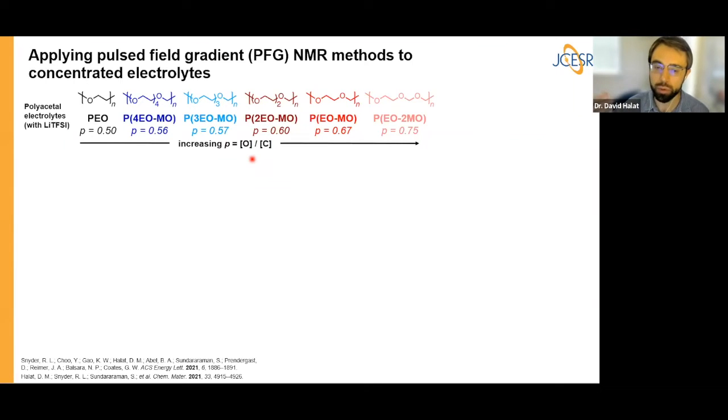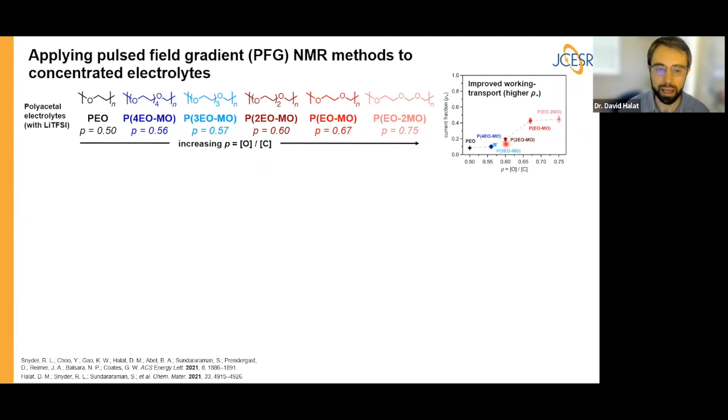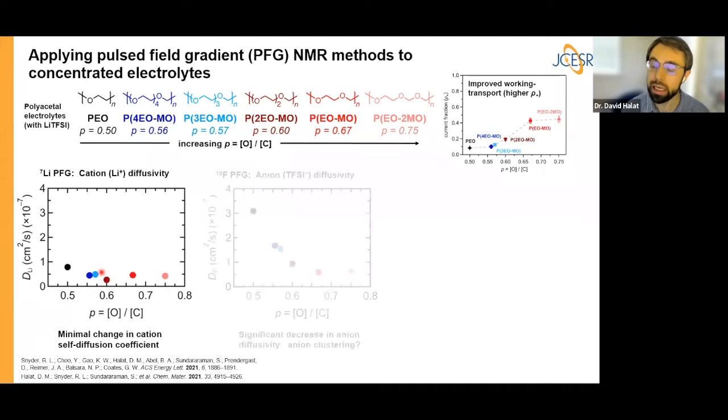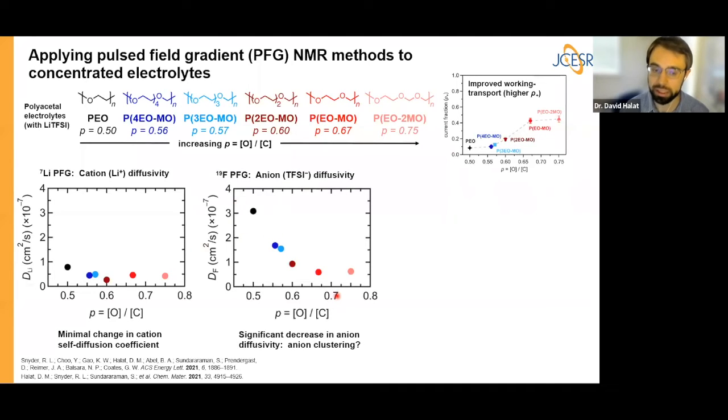So what we hoped here was to be able to map out structure-property relationships for this series of host polymers. And the reason we wanted to do that is we found that electrochemically, the oxygen-rich materials, shown here in red and pink, have much higher current fractions, which is an indication that they may selectively transport lithium cations relative to the electrochemically inactive anions. And so then, surprisingly, using lithium PFG NMR, we didn't find much difference amongst the materials regarding the cation diffusivity, but there was a major decrease in the anion self-diffusion coefficients in the most electrochemically interesting materials.